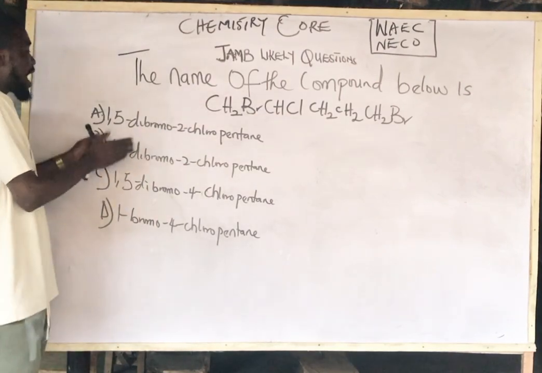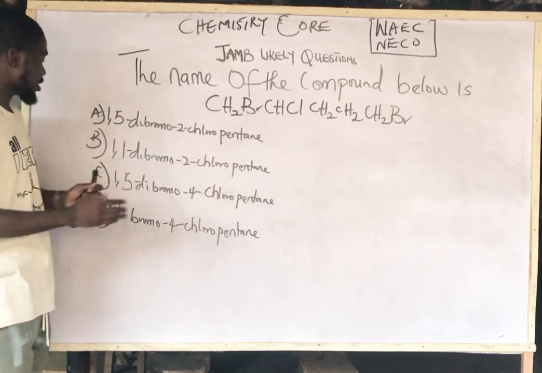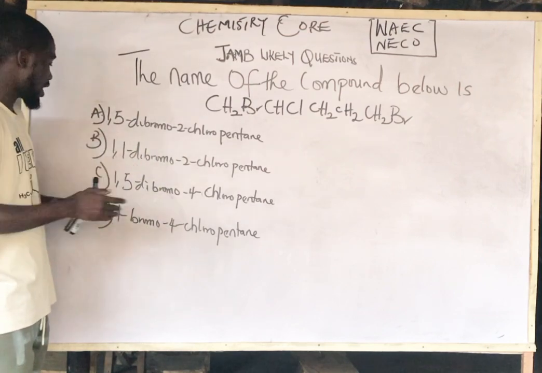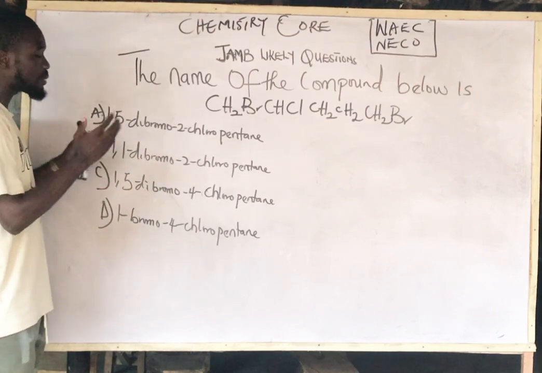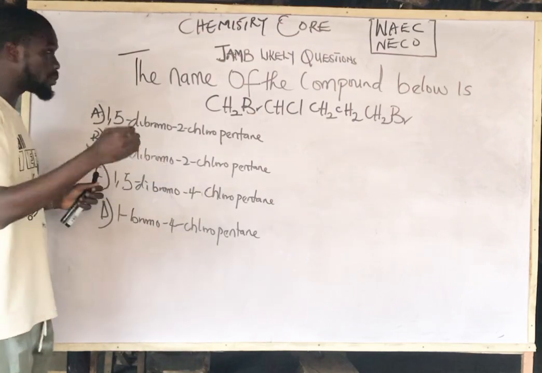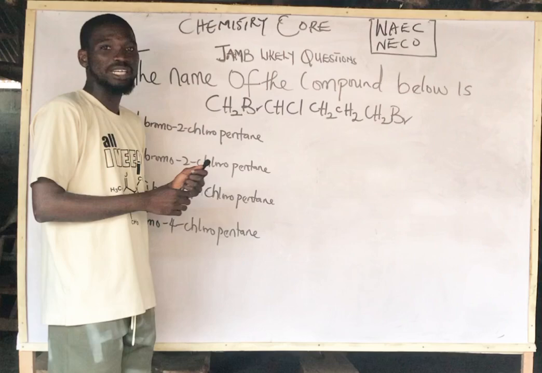A, 1,5-dibromo-2-chloropentane. B, 1,1-dibromo-2-chloropentane. C, 1,5-dibromo-4-chloropentane. D, 1-bromo-4-chloropentane. How can we name a compound like this?